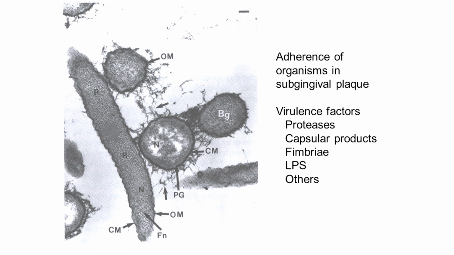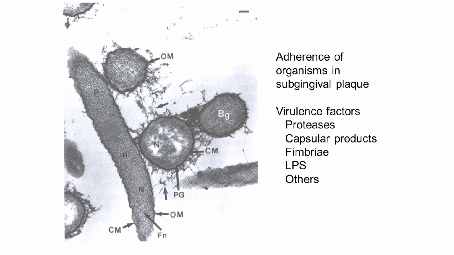Just to reinforce this idea of the aggregation of bacteria that occurs in subgingival plaque, here you see a large rod-like organism on the left-hand side. This is Fusobacterium nucleatum, and to it is attached some of the Porphyromonas gingivalis organisms. They used to be called Bacteroides gingivalis, but now they've been renamed.